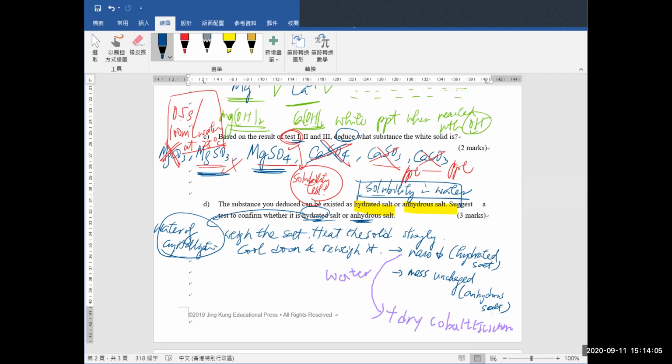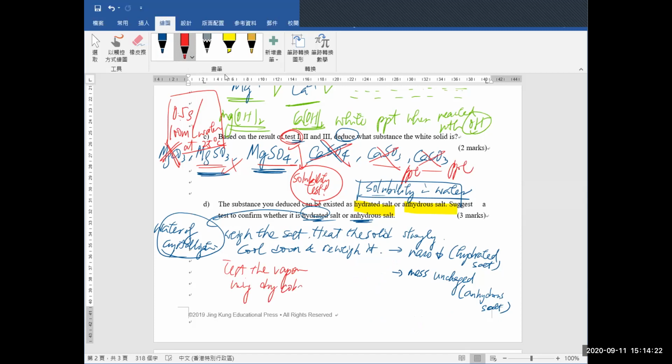Now I have got another idea. We do the same thing, but this time we weigh it. We are going to test the vapor using dry cobalt chloride paper.